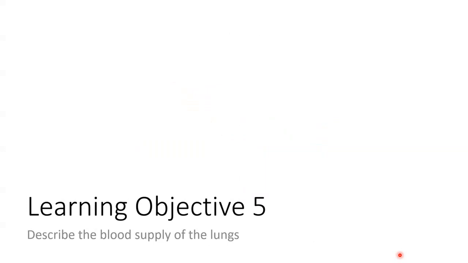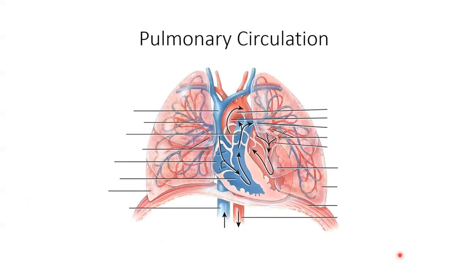And lastly, for the anatomy of the respiratory system, we have learning objective number 5, which is to describe the blood supply of the lungs. So remembering back to the start of this lecture, one of the major functions of the respiratory system is gas exchange, where we take fresh inhaled air. The oxygen in the air diffuses across the membrane of the alveoli and into the bloodstream, where it's taken to the cells of the body.